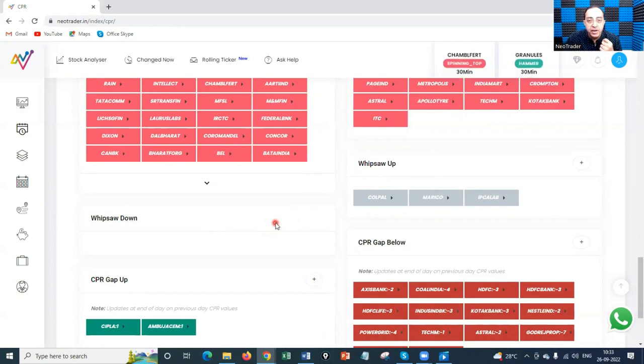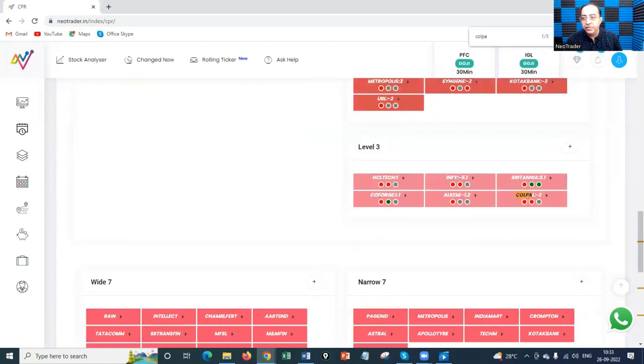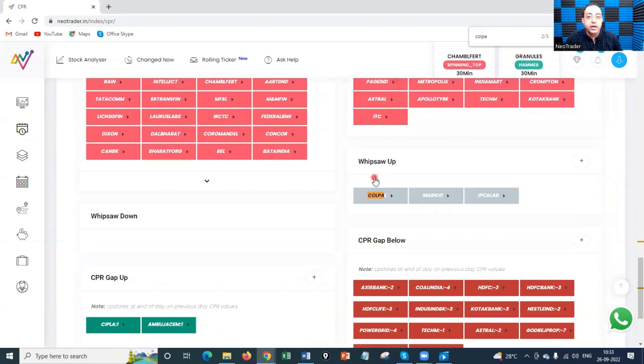And if your stock is featuring here, then you should know. So how will I know if my stock is featuring here? All I have to do is do a find here, and then for example, Colpal, right? You can see here that Colpal is there in three places. Yes, it is in a level 3, and that is the reason why there is no trend emerging. The stock which you want to trade is in level 3, plus it is also in a whipsaw up. So there is a possibility of a whipsaw and it may go up, but then there is some volatile scenario emerging there. So I'll beware.